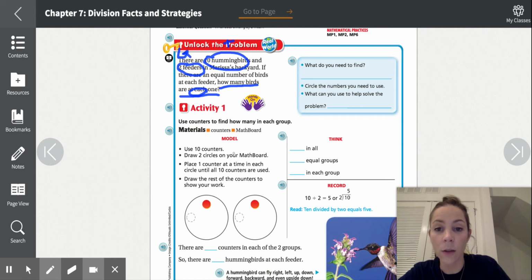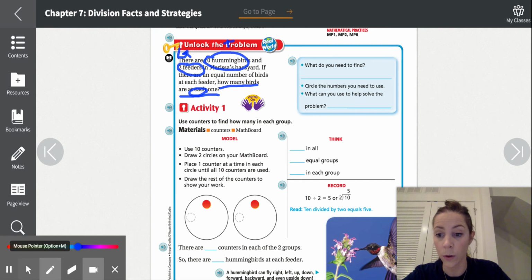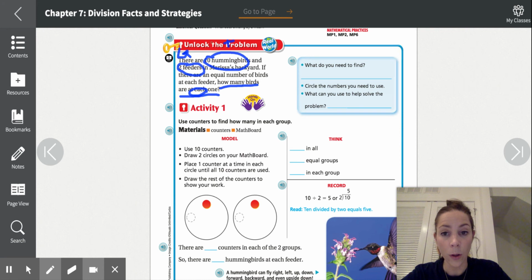So let's go down here to the directions now. It says activity 1, use counters to find how many in each group. And I don't think you really need the counters. I think we can just draw at this point. This was one of the skills we learned a lot. So if I know my total and I know my groups and I'm trying to find how many is in each one, why don't we start with our 2 circles for our 2 groups? So they drew the 2 circles here.